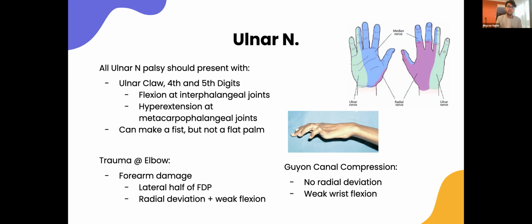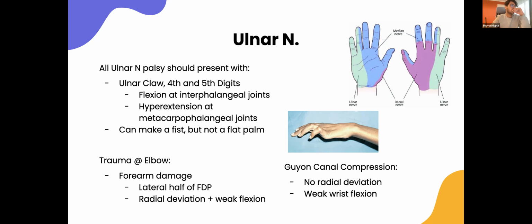Now, if we have trauma at the elbow, we're going to see forearm damage included. So that's going to be the lateral half of the FDP, as well as radial deviation of weak flexure. So that's when we should see the ulnar claw. Whereas with Guyon canal compression, we won't see any radial deviation because the forearm damage is not happening. So we're not going to see any deviation on radius, and we'll see weak wrist flexion.